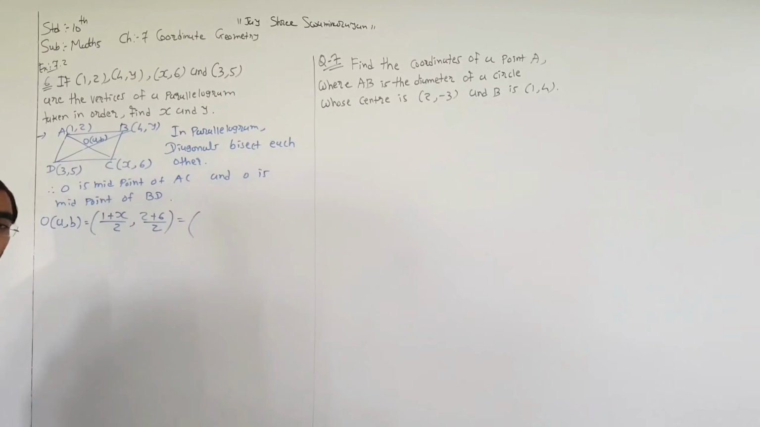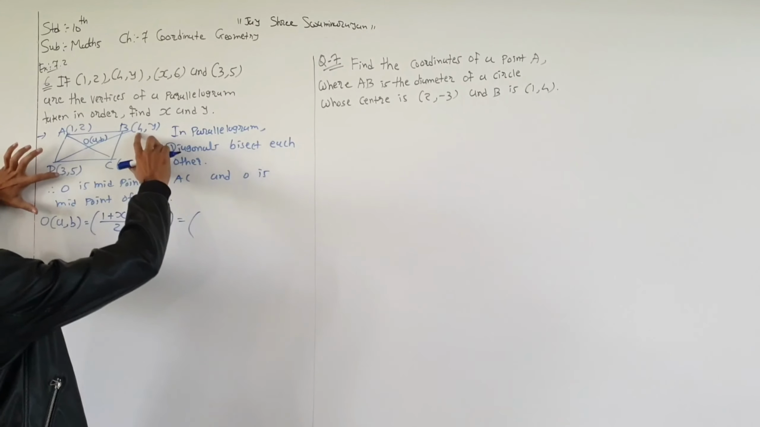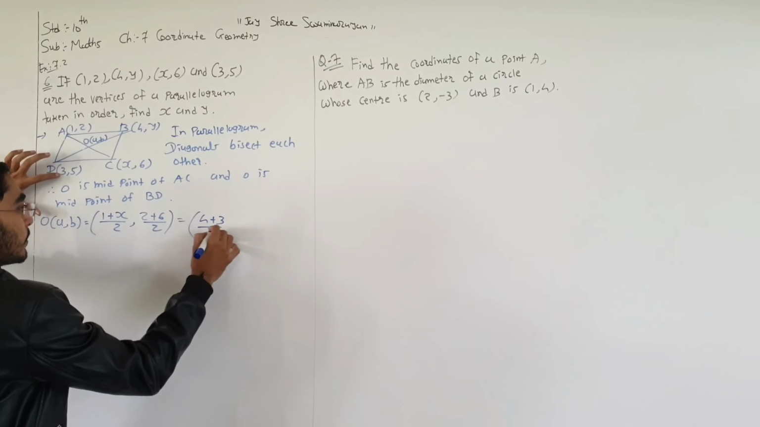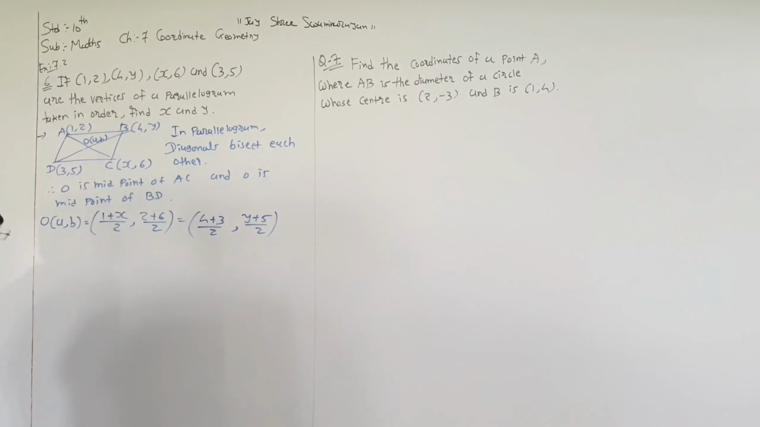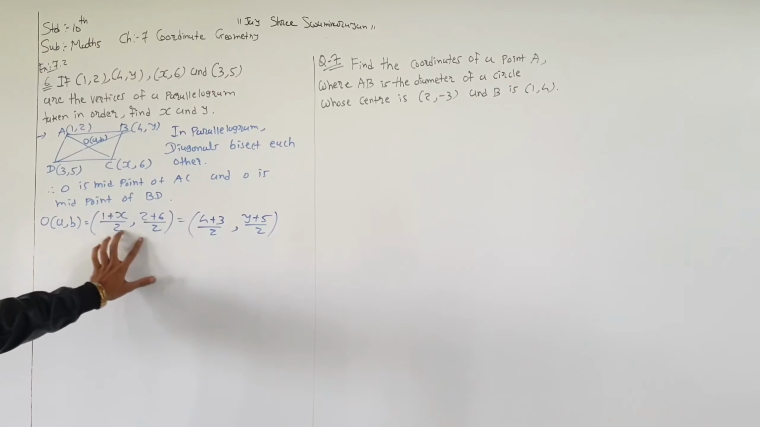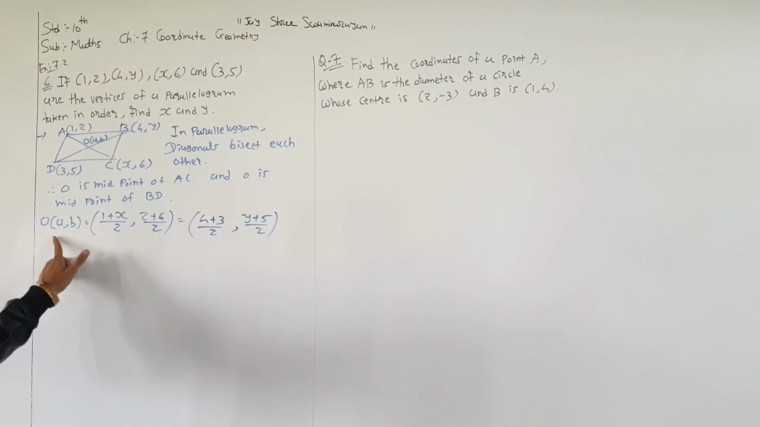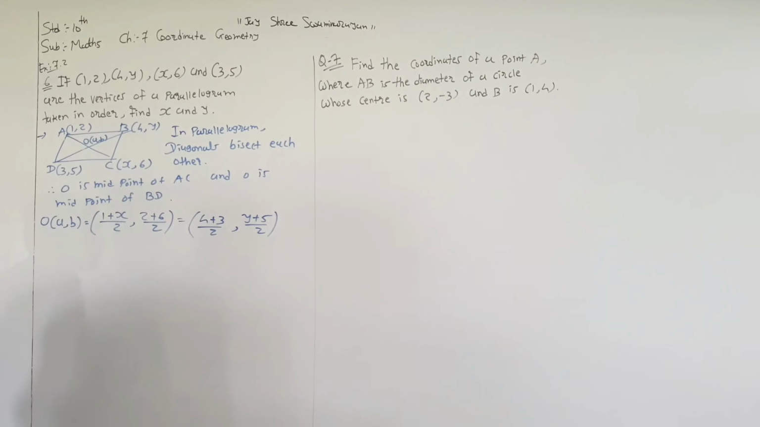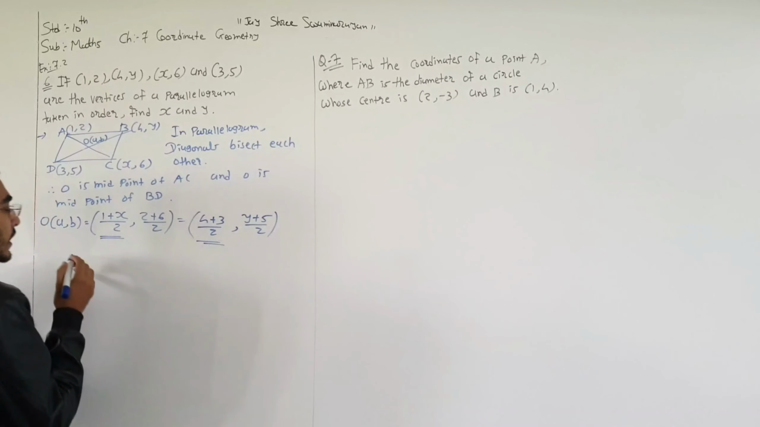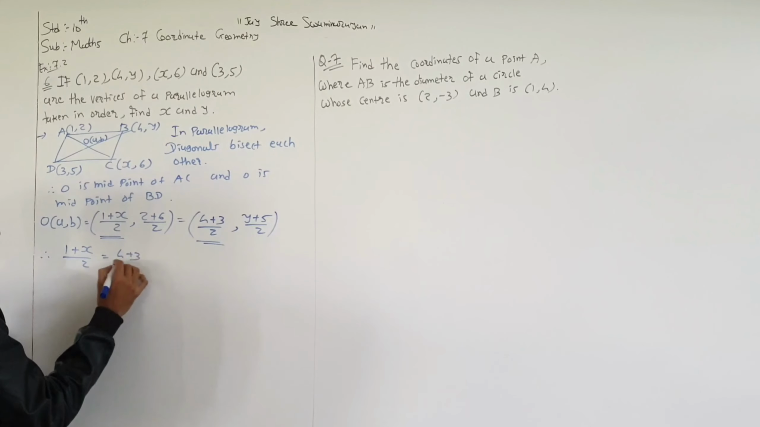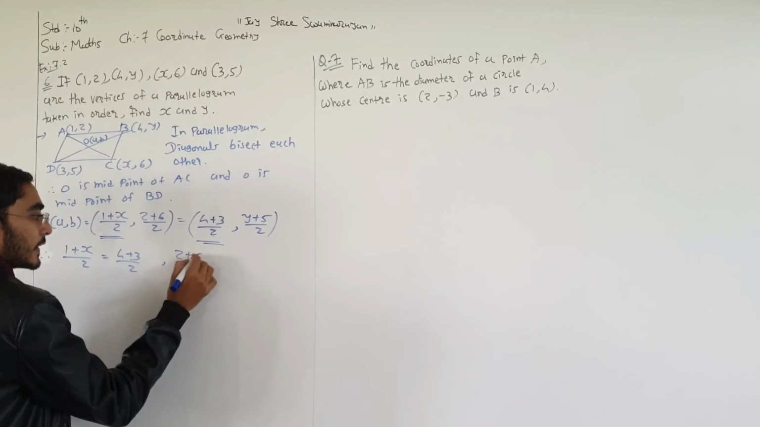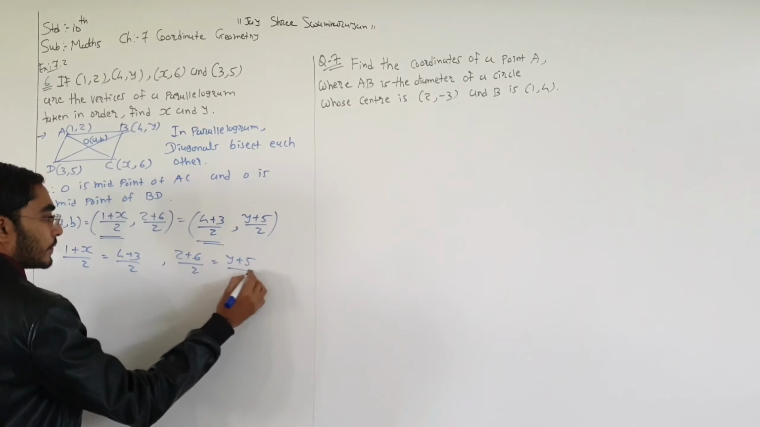Now the same thing we can use for the diagonal BD. Addition of x coordinates, 4 plus 3 by 2, addition of y coordinates, y plus 5 divided by 2. So O is the midpoint of AC, so by using AC we can find O, and by using BD we can find O. Now O is a single point, so it's (7...). Now it means this first coordinate is 7, and the second coordinate is also 7.